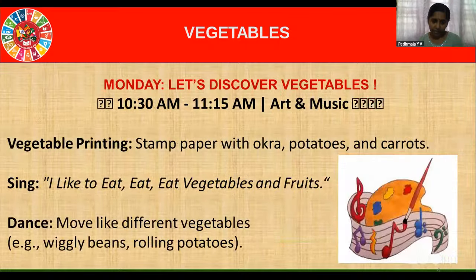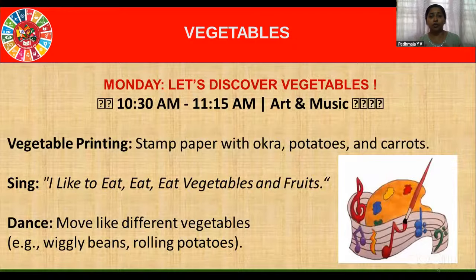The next is 10:30 to 11:15, art and music. Vegetable printing can be done with lady's finger and potatoes, like a stamp. We can make different kinds of art with vegetable printing.